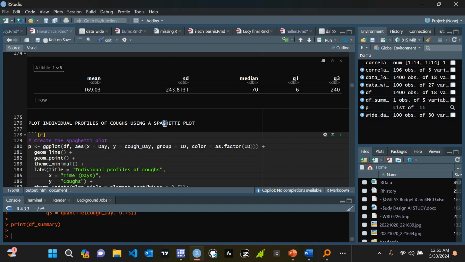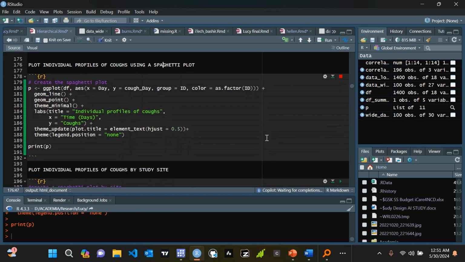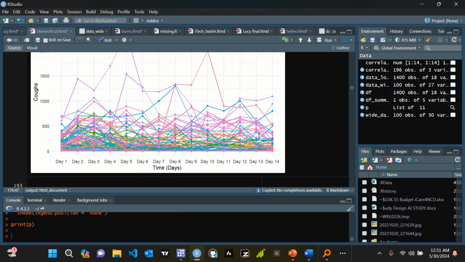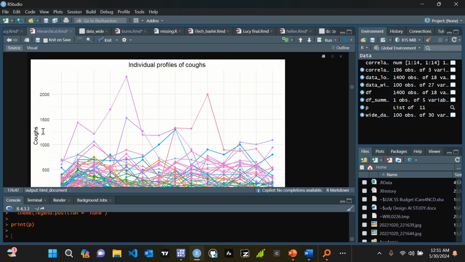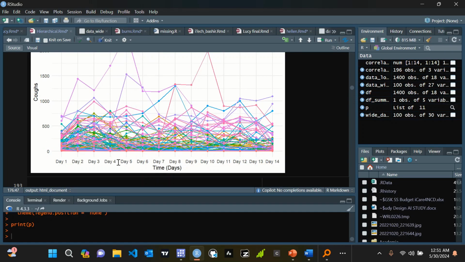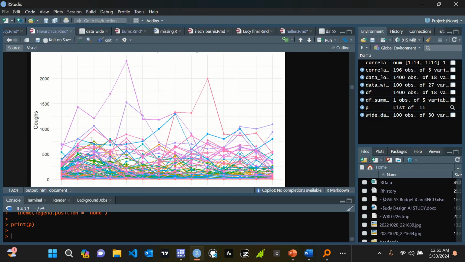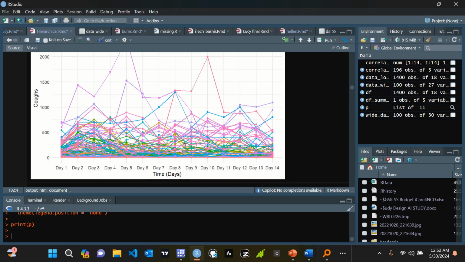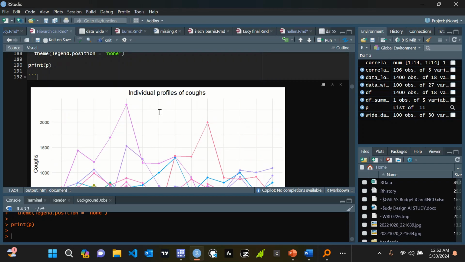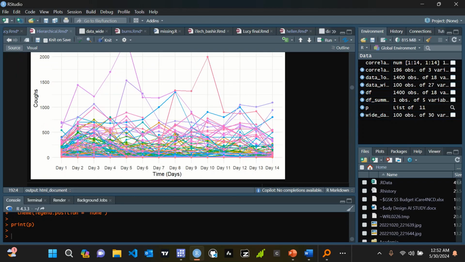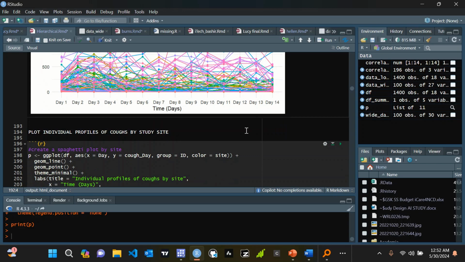So let's look at the spaghetti plot, the individual profiles of our participants. These are now coughs against the days. You see, for this individual up here, the curve started low, went up, went down, and something like that. So you see there are some spikes. This is what we call a spaghetti plot. It looks like spaghetti. So this is for individuals. It can give you an idea of what's going on per individual.